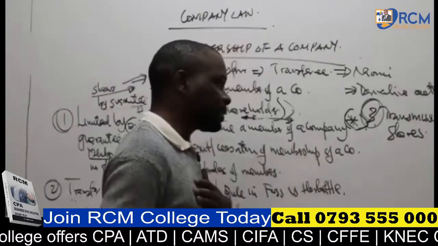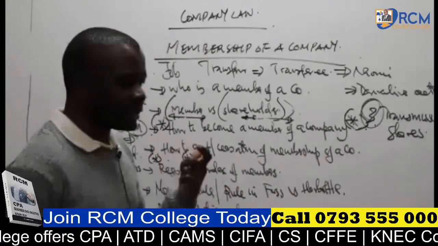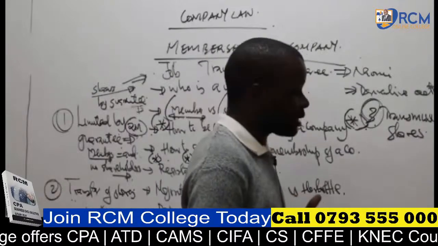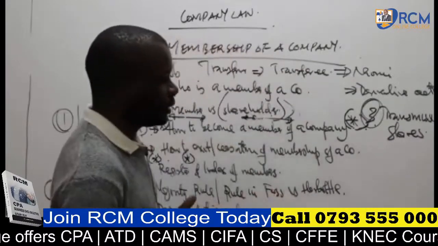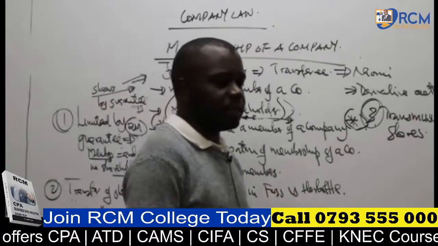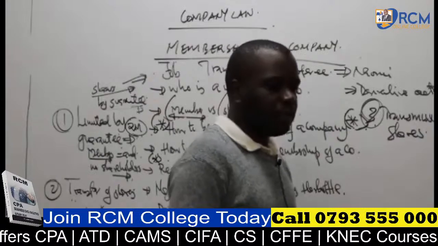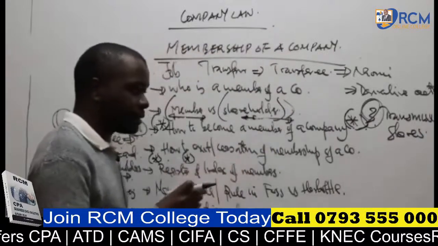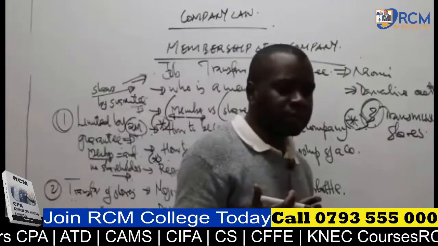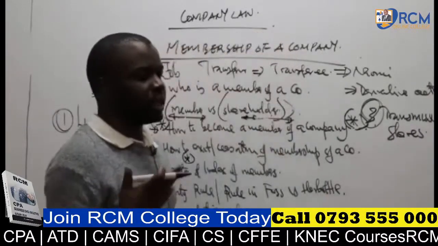But in this case, Lucy, under transmission, you must be able to remember that there's a situation where something has happened to the shareholder. So there is either death, insanity, or bankruptcy of a member of the company. If that happens, then under death, for example, you must know that this person has left a will. So that will is actually going to be administered.